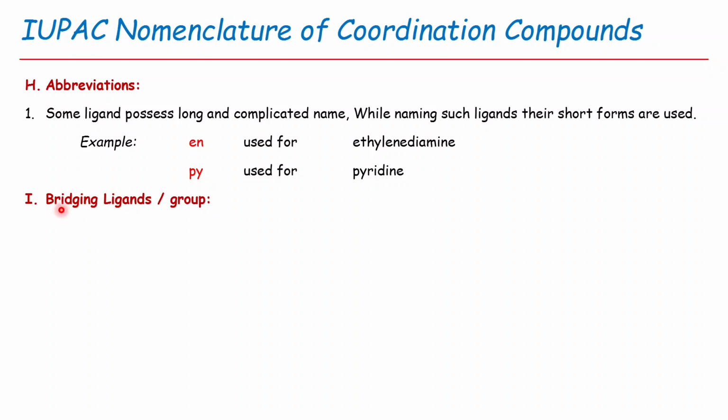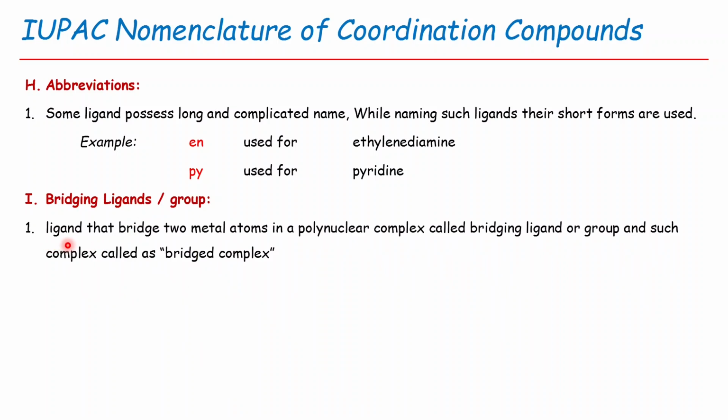The next important point is bridging ligands or groups. Basically, ligands that bridge two metal atoms in polynuclear complexes are called bridging ligands or groups, and such complexes are called bridged complexes.